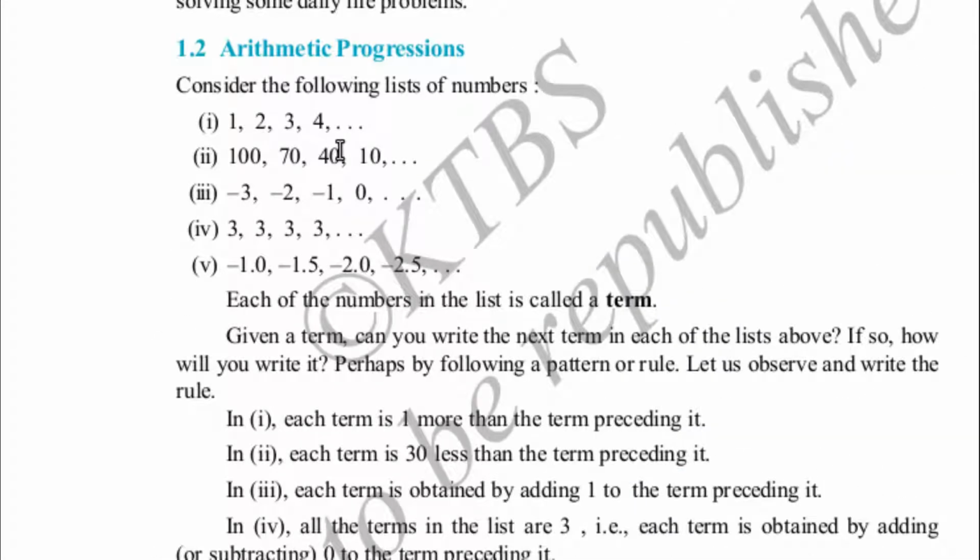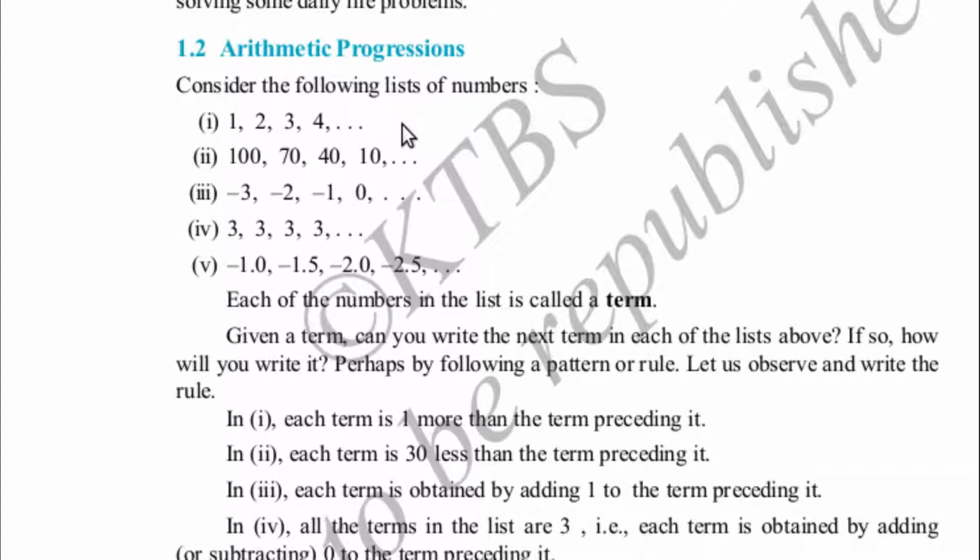In the first example, the first term is 1, second term is 2, third term is 3, fourth is 4, and so on. In this example we have got the first term and we don't know what the last term is. So this is regarded as infinite arithmetic progression since we don't know the last term of the progression.